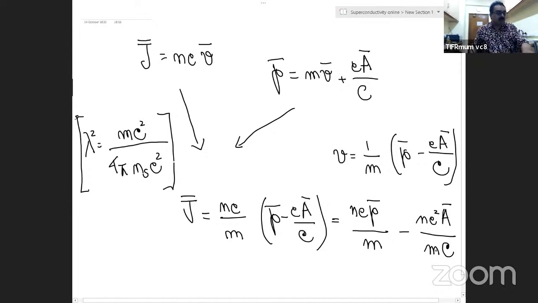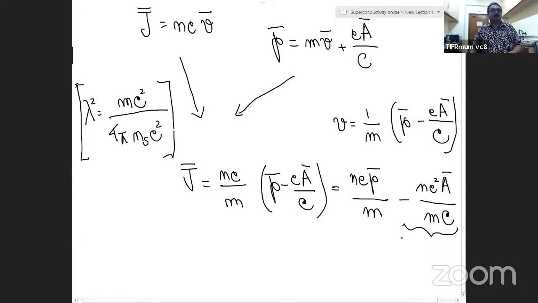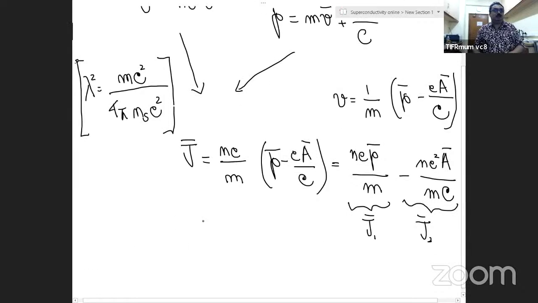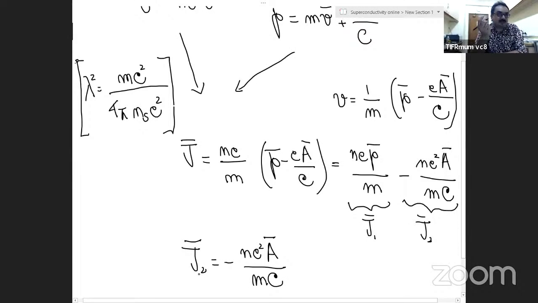Now you see, if I had only this term, then I would have gotten the London equation. So this term I call J2, and the first term I call J1. Now J2 is equal to minus N E square A by MC. And this will straight away give you the London equation.